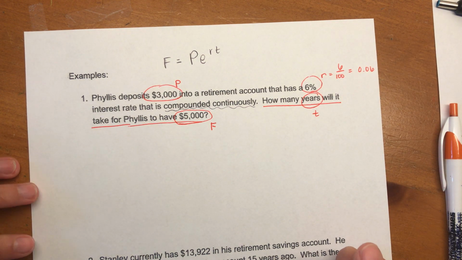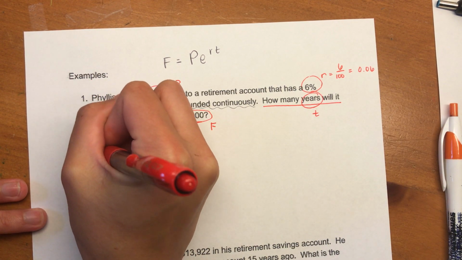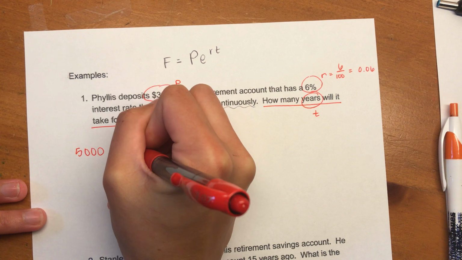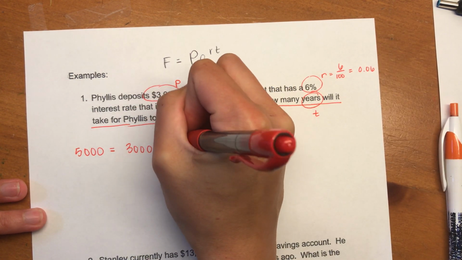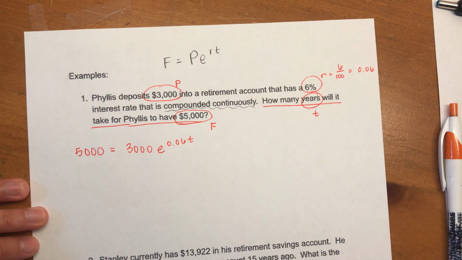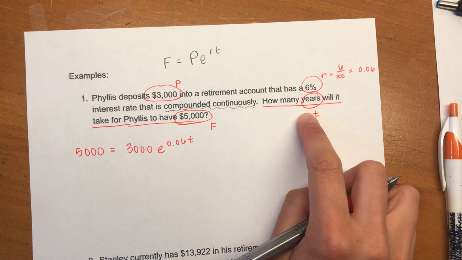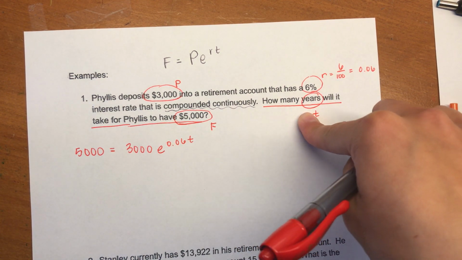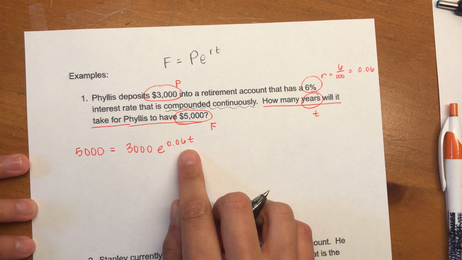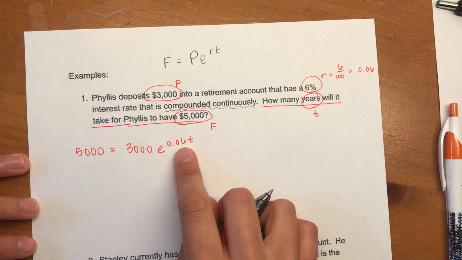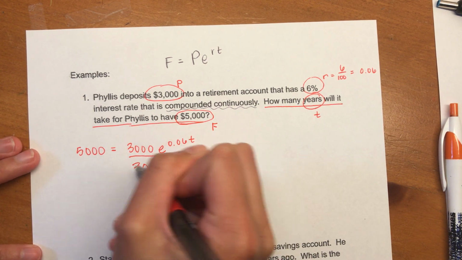Awesome, so I'm going to substitute all these values into my equation. So F, I'm going to have 5,000 equals P, 3,000, e to the 0.06 t. And I don't know T because we're trying to figure out how many years it will take. Now, just like in lesson 15, I want to isolate my exponential expression first before I take the logarithm of both sides. So I'm going to divide both sides by 3,000.